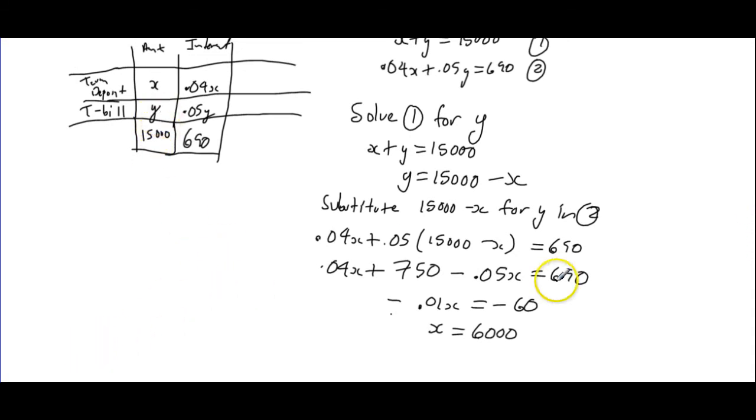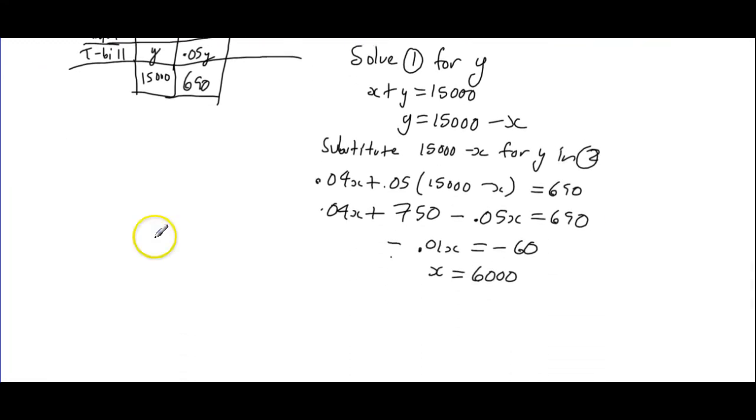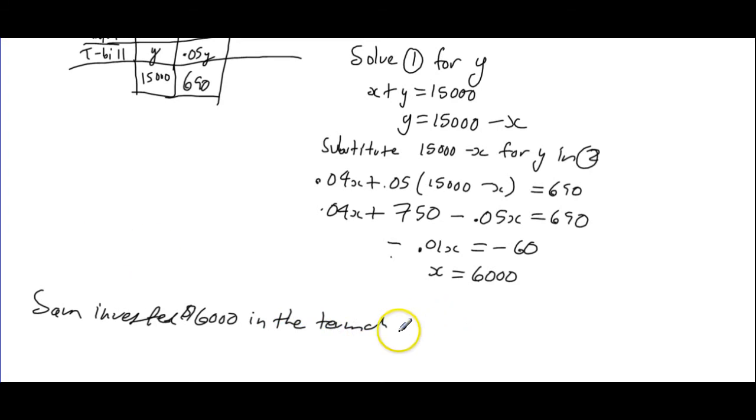So what's this, Sam again? So Sam invested $6,000 in the term deposit. 6,000, we need some units on it, right? In the term deposit. And $9,000 in the treasury bill.